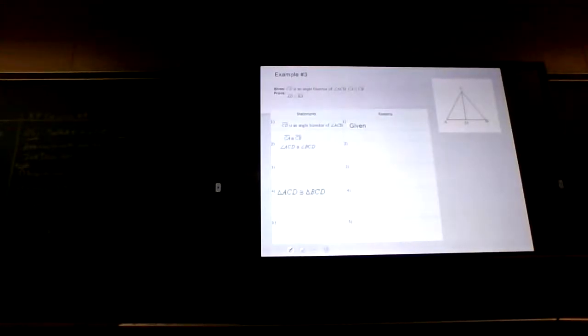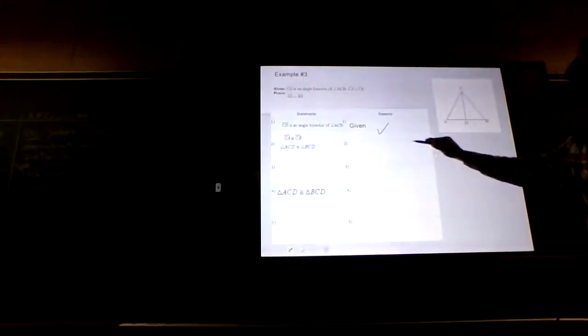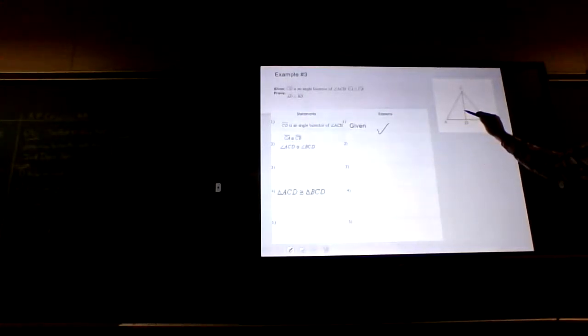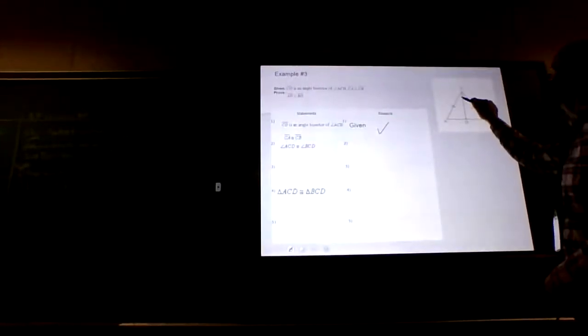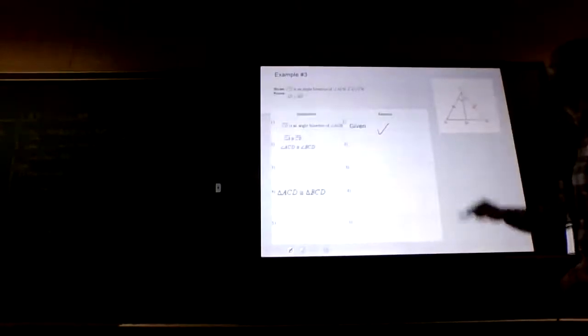This one here, we've got given that CD is an angle bisector of angle ACB, and we know that segment CA is congruent to segment CB. So that's given. In fact, let me mark that. We know that CA is congruent to segment CB. And then it says in step 2, angle ACD is congruent to angle BCD. So that's this angle here and that angle there.